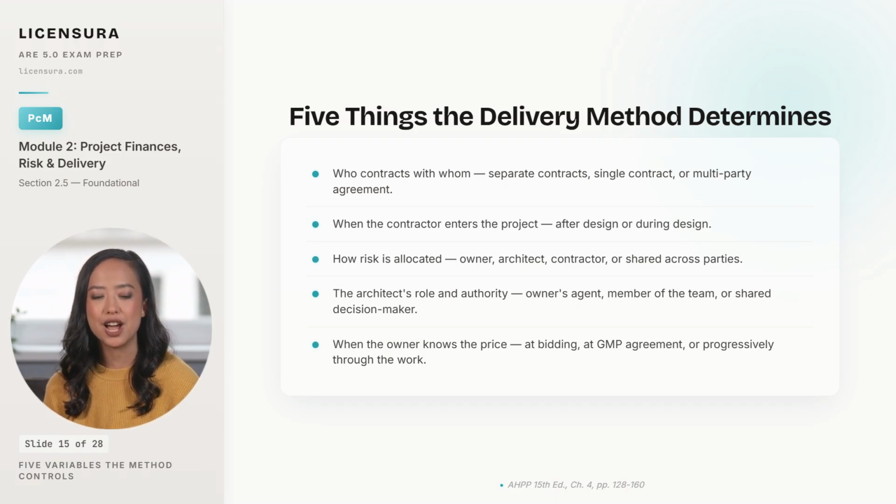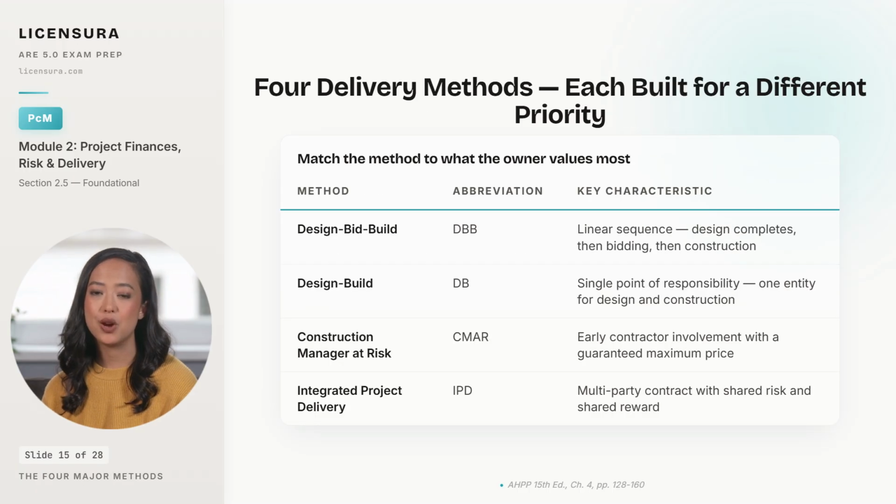4 delivery methods cover almost every project an architect will encounter. Let me walk through what each one is built for. 4 methods.